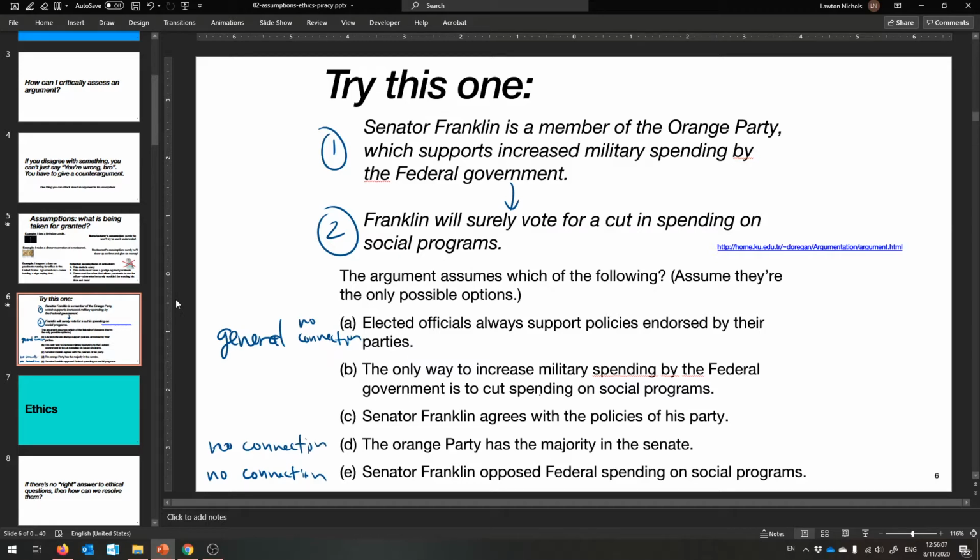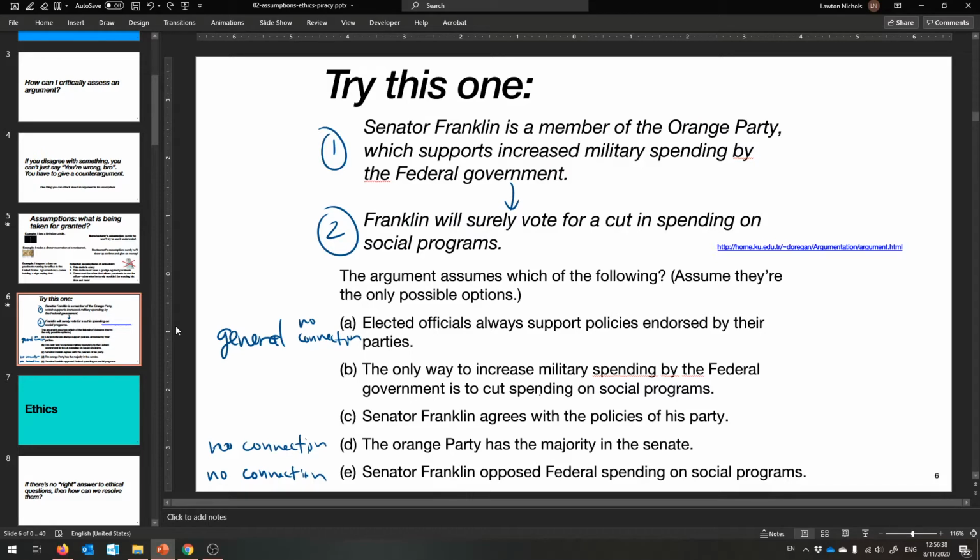And I hope you're kind of seeing how to pick apart an argument now. It's kind of intuitive, and I want to get you to the level where it becomes intuitive, at least. Okay, Senator Franklin agrees with the policies of his party. Sure, well, if Senator Franklin, member of the Orange Party, agrees with his party, he's going to support, again, military spending, and we have no clue again about social programs. Sorry I'm spelling it out like this, maybe you're just yelling at me to move on, but it's important to go through this. So again, there's still no connection.